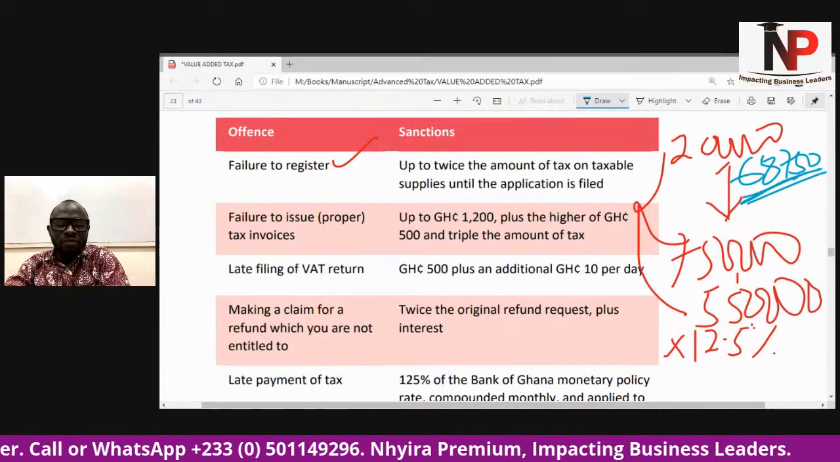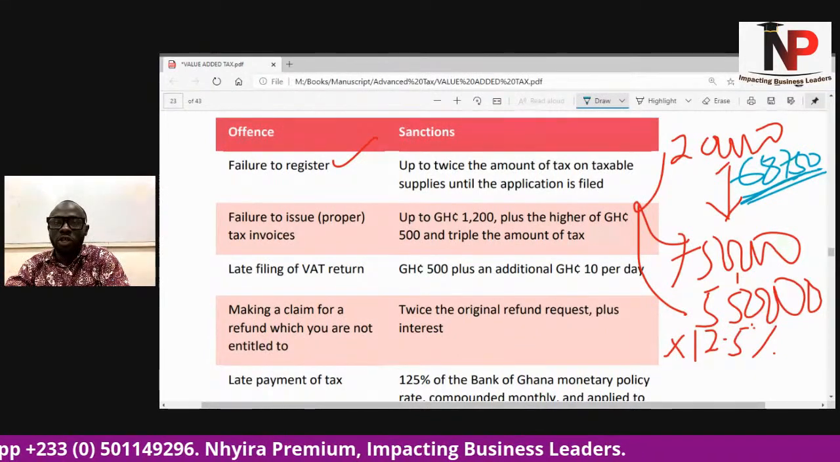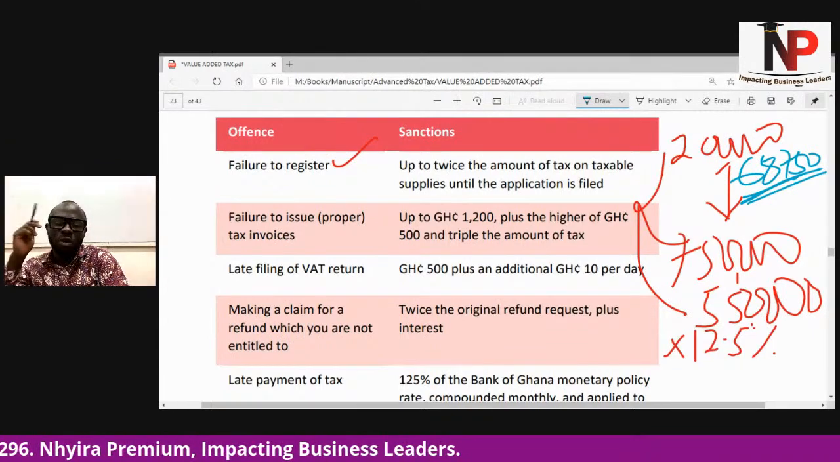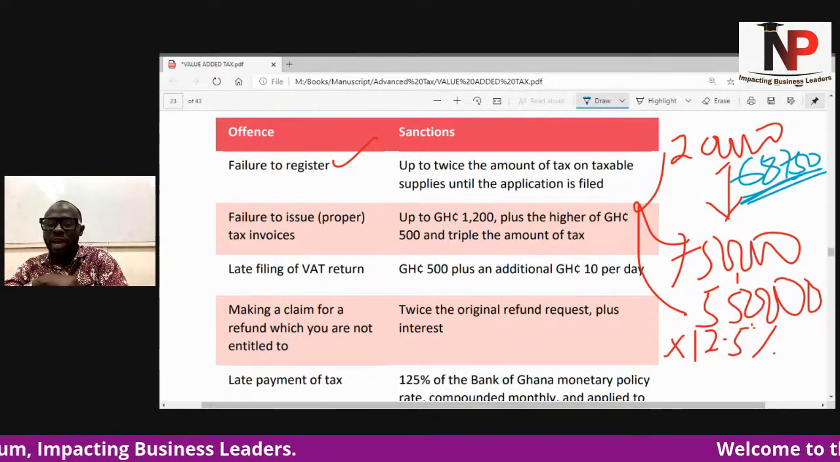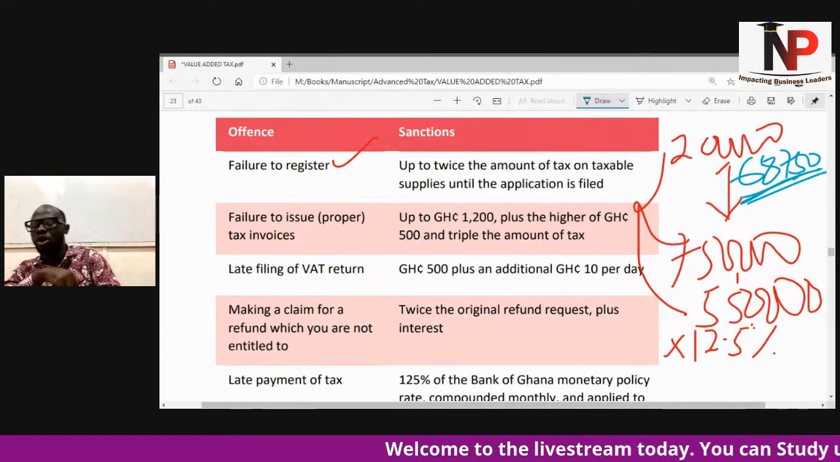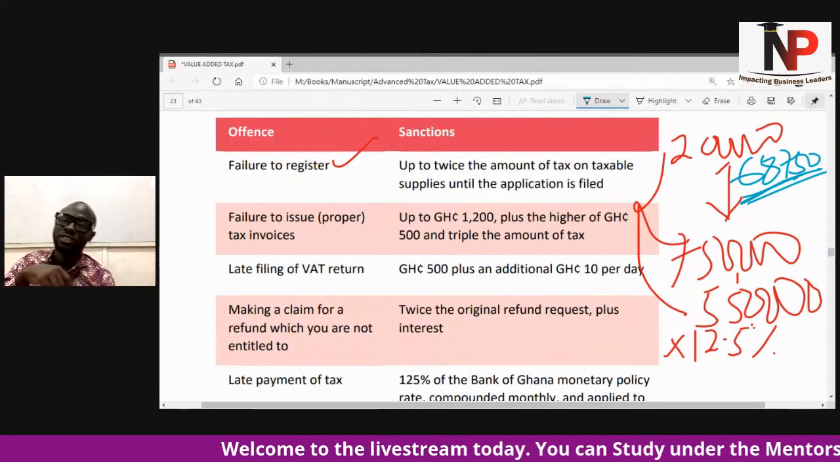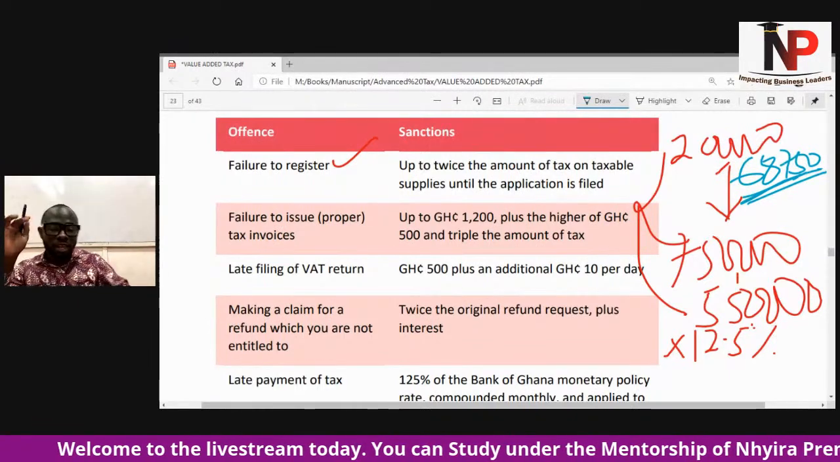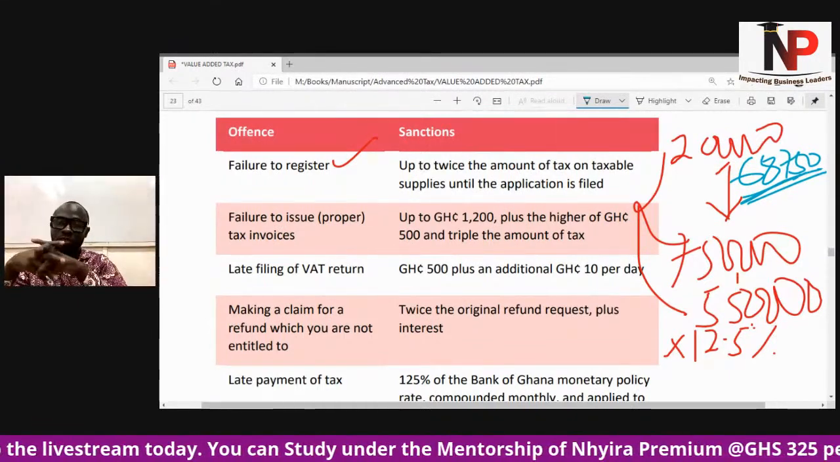Two, offense: failure to issue proper tax invoice. Here, you pay up to 1,200 plus the higher of 500 and triple the amount of tax. That is also another thing: failure to issue proper tax invoice.